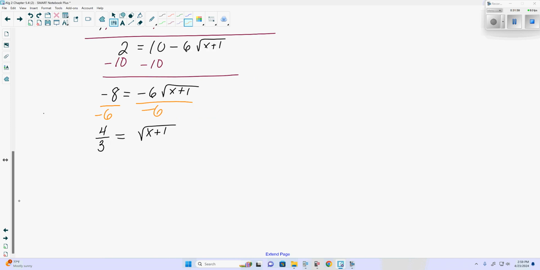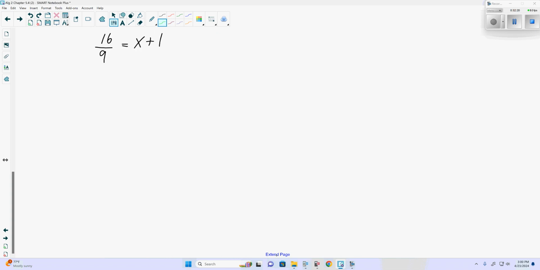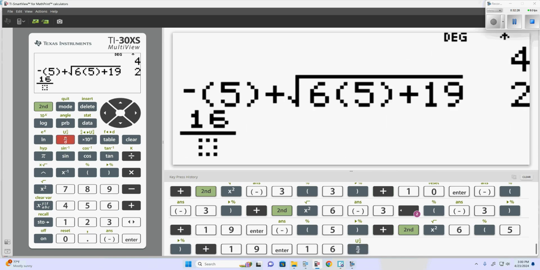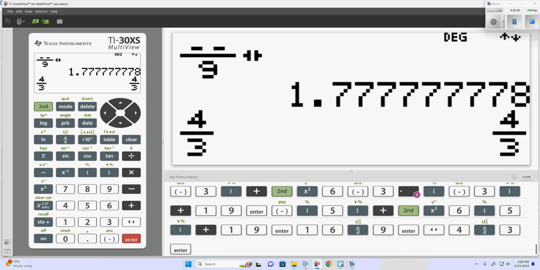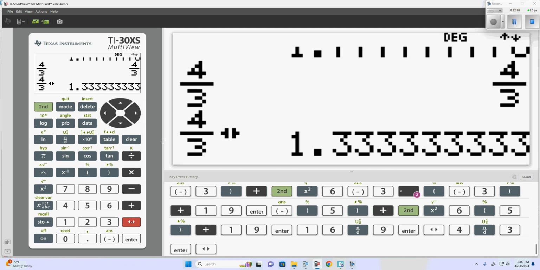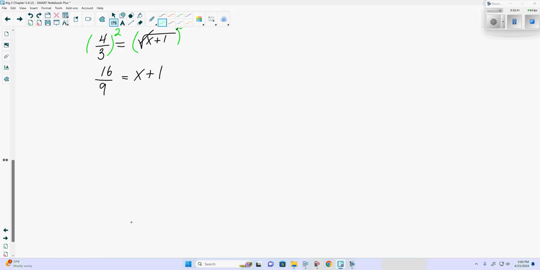Yes? Now we're going to square both sides. Square root and square cancel, giving me x plus 1. Now we need to square 4/3. 16/9. It is not, actually. 16/9 is bigger, because 16/9 is 1.7 repeated, and 4/3 is 1.3 repeated. So it is a little bit bigger.